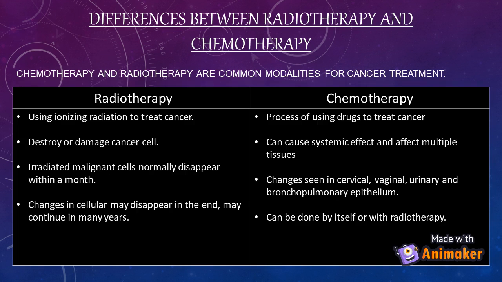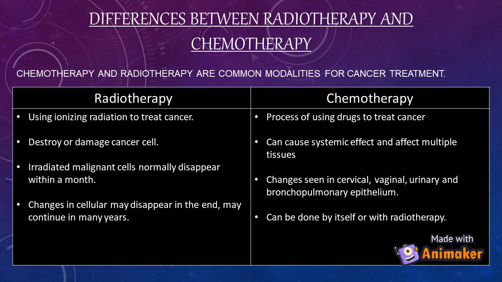Differences between radiotherapy and chemotherapy. Chemotherapy and radiotherapy are common modalities for cancer treatment. Radiotherapy is a process of using ionizing radiation to treat cancer. It can destroy or damage cancer cells, and the irradiated malignant cells normally disappear within a month. So the cellular changes may disappear in the end, or may continue for many years.